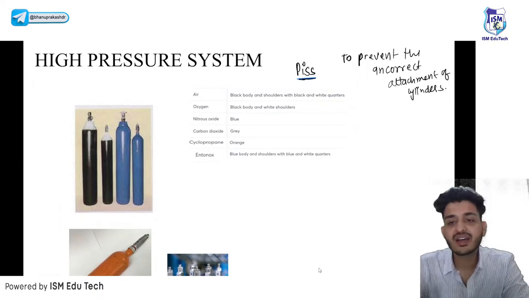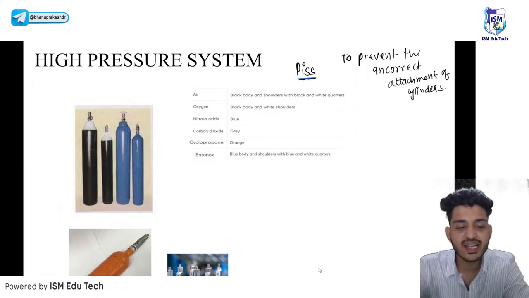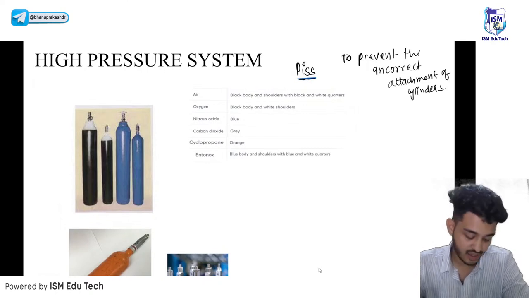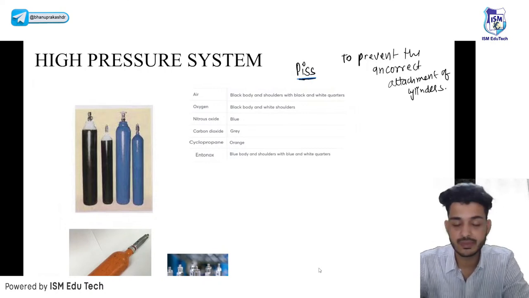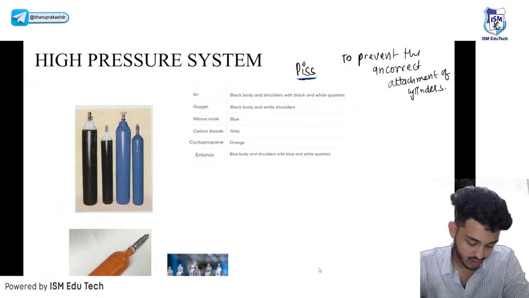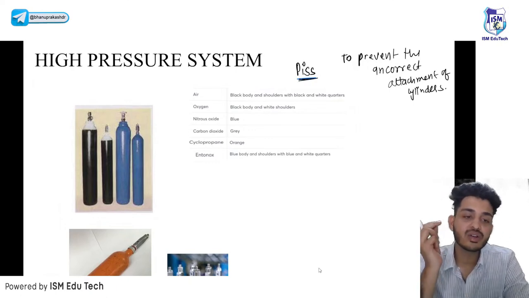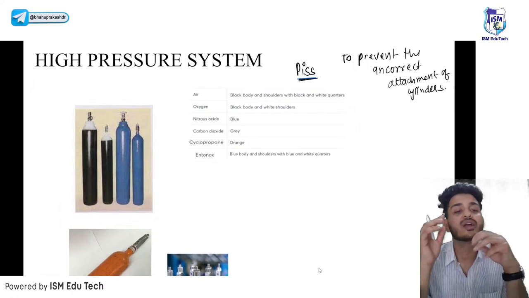To prevent the incorrect attachment of the cylinder and to easily identify the color of the cylinder as well. Earlier it was color coded, but some people are maybe color blind, or maybe they are making mistakes by themselves. So we have developed a system that is known as the pin index safety system. That means a particular cylinder will fit on the particular pin.